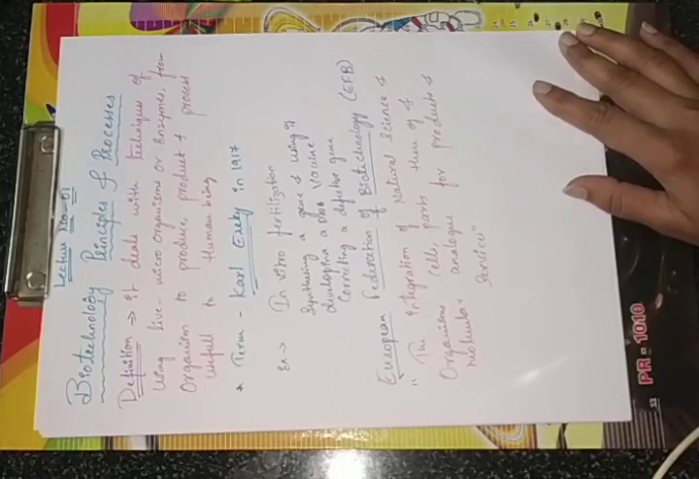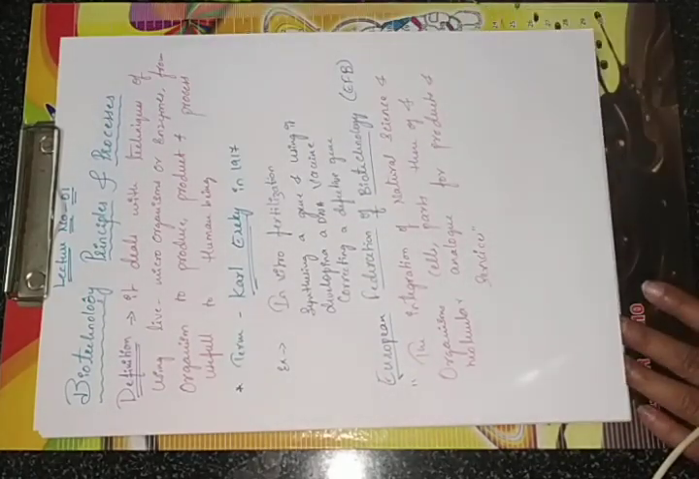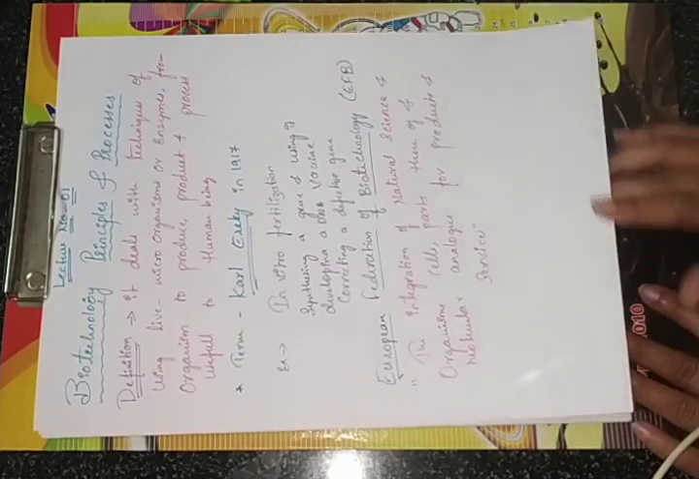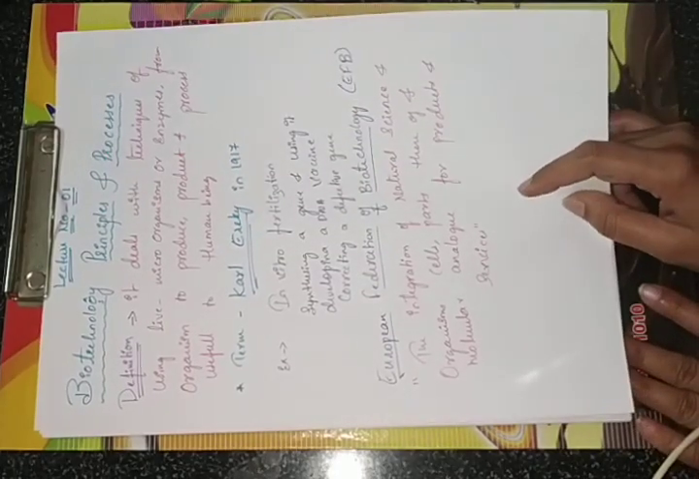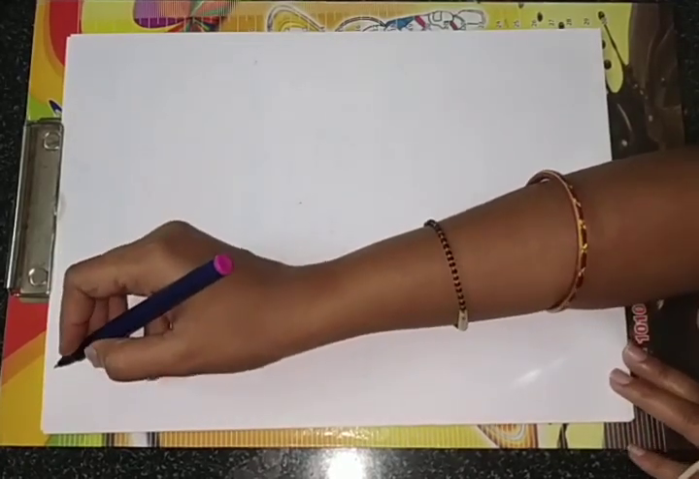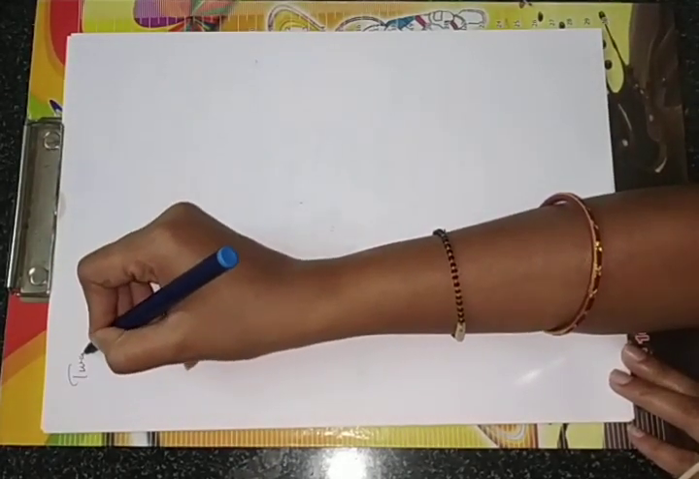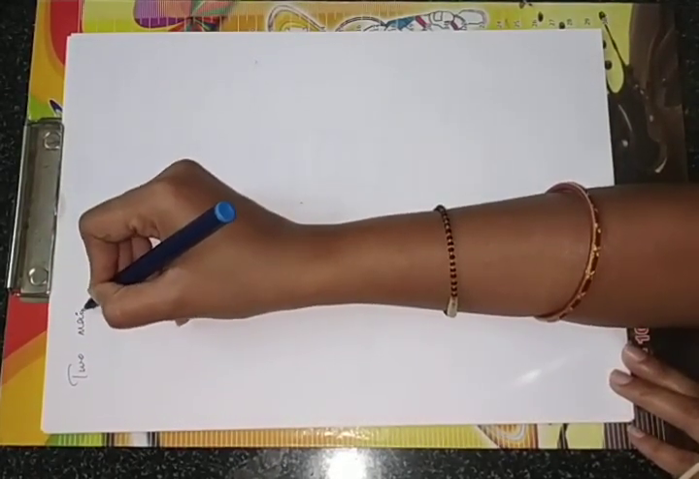Now let us talk about the principles of biotechnology. There are mainly two main techniques of modern biotechnology, that is genetic engineering and chemical engineering. We are going to discuss that in depth. How many are there? There are mainly two main techniques, children.